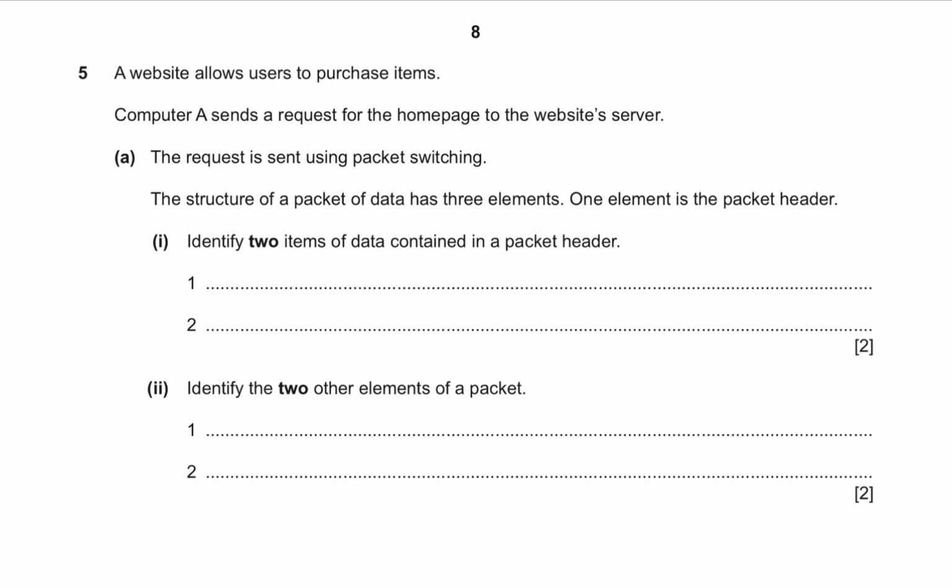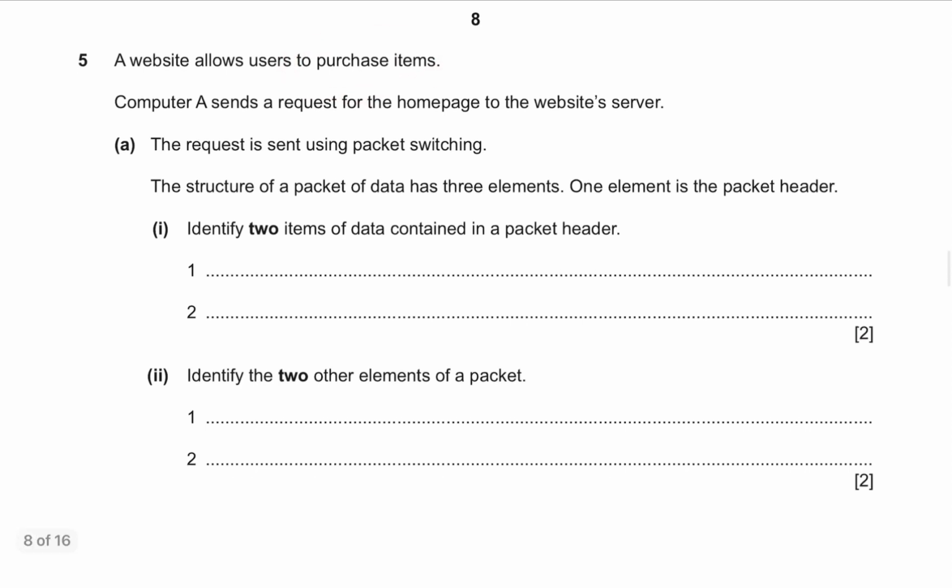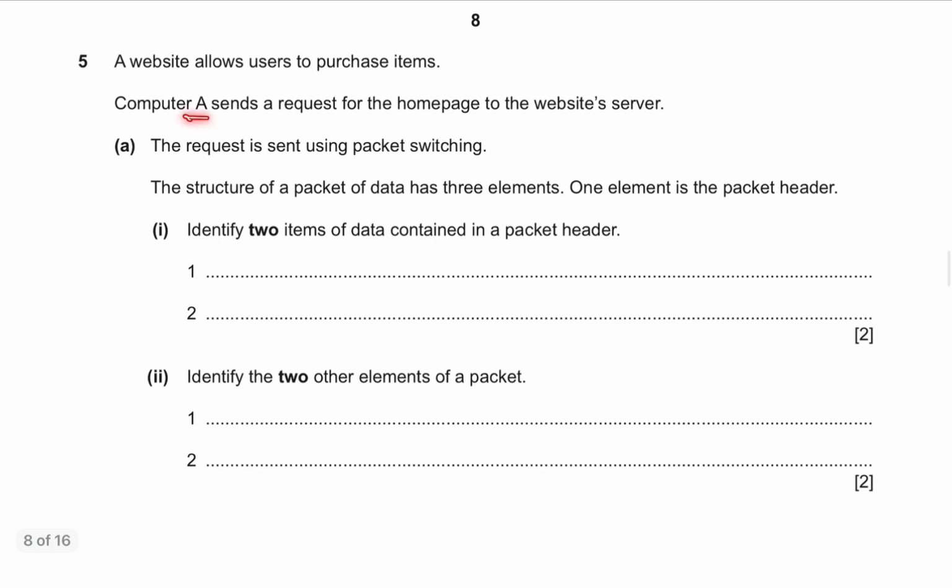A website allows users to purchase items. Computer A sends a request for the home page to the website server. The request is sent using packet switching.